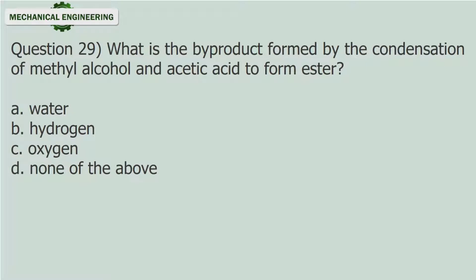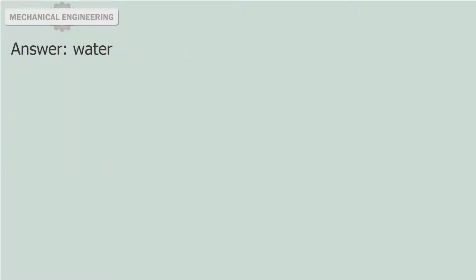Question 29. What is the byproduct formed by the condensation of methyl alcohol and acetic acid to form ester? A. Water. B. Hydrogen. C. Oxygen. D. None of the above. Answer: Water.